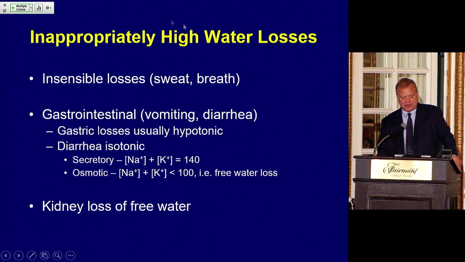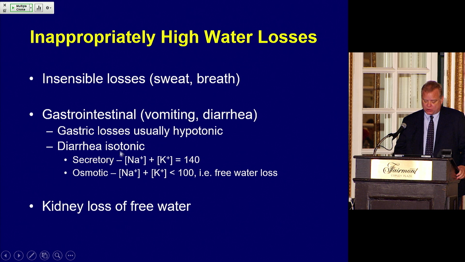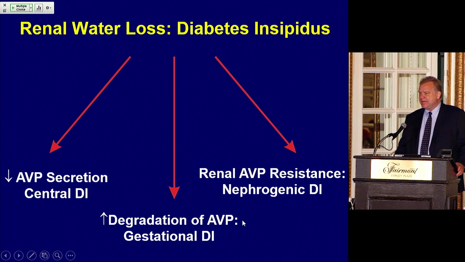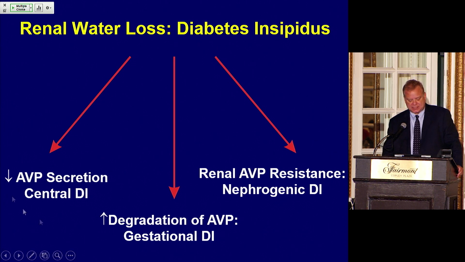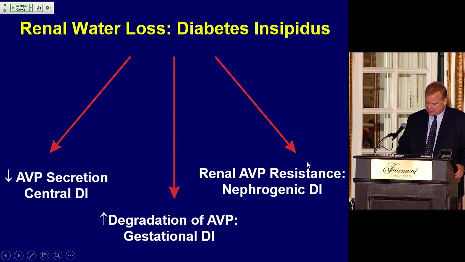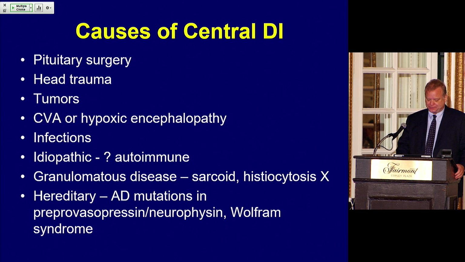Many patients will also have an inappropriately high water loss that causes hypernatremia. This can be insensible losses in sweat and breath. Gastrointestinal losses. Remember that secretory diarrhea tends to be isosmotic, whereas osmotic diarrhea tends to cause free water loss, or renal loss of free water. Here then we're talking about diabetes insipidus, either central DI or gestational DI, where there's an increase in degradation of vasopressin, or renal vasopressin resistance and nephrogenic DI, and classically seen in patients with lithium treatment.